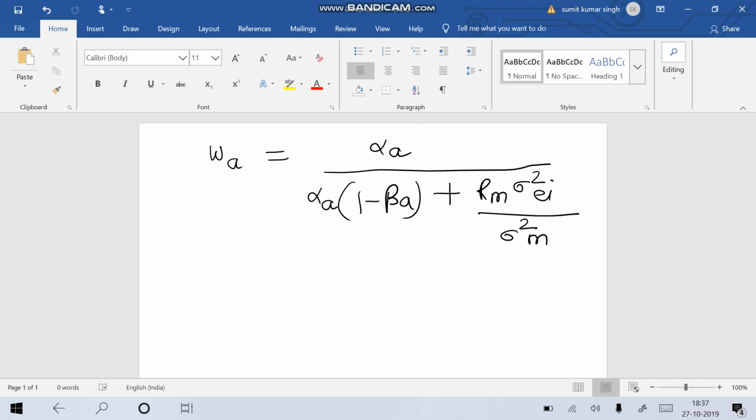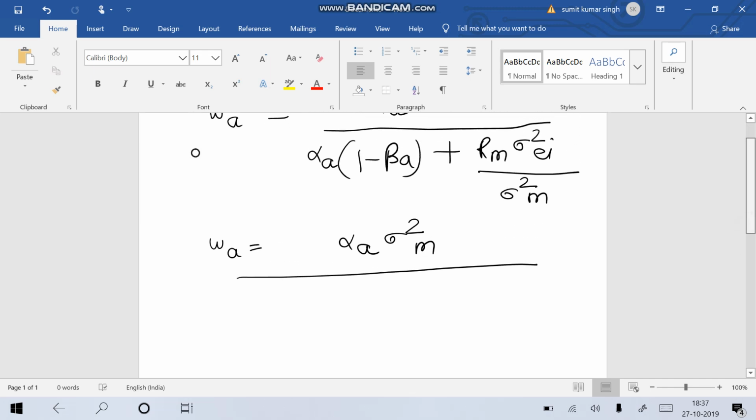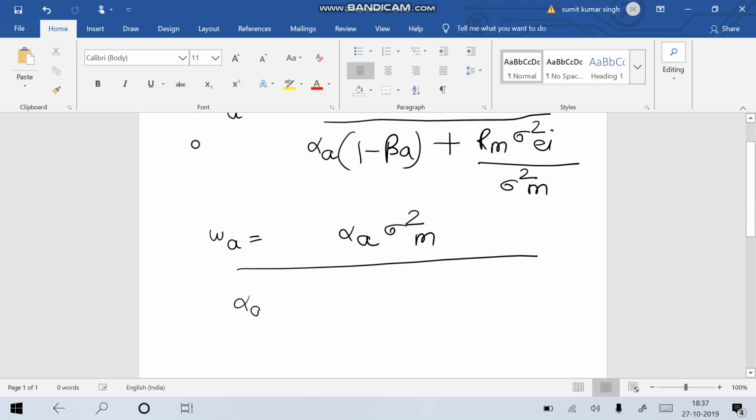Now what you can do on this is multiply the variance of the market with both numerator and denominator. So you get alpha of the active portfolio into the variance of the market divided by, now this you can write as, the alpha of the active portfolio into variance of the market into 1 minus beta of the active portfolio plus RM into residual variance. What I have done here is I multiplied the variance of the market with both numerator and denominator.